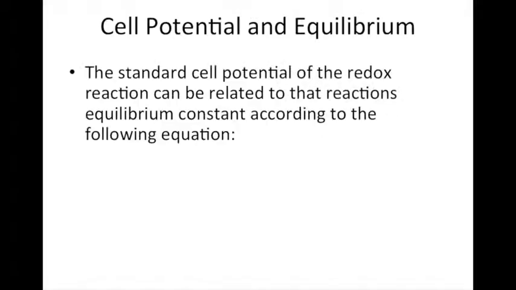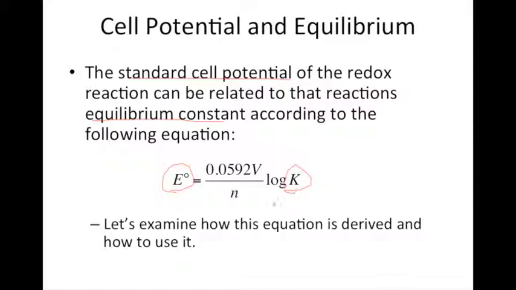In this video, we're going to examine the relationship between cell potential and equilibrium. So the standard cell potential for a redox reaction can be related to that reaction's equilibrium constant by the following equation, where here we have our standard cell potential and here we have our equilibrium constant K. In this video, we want to look at how we derive this equation and also how we can use it.